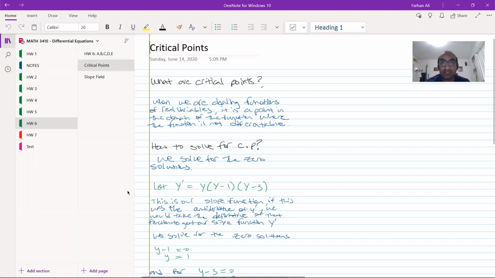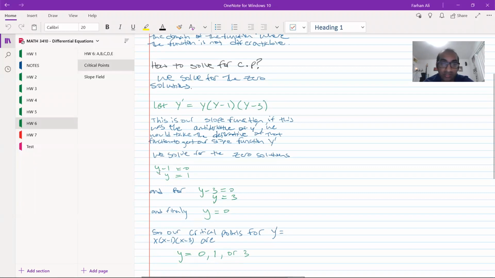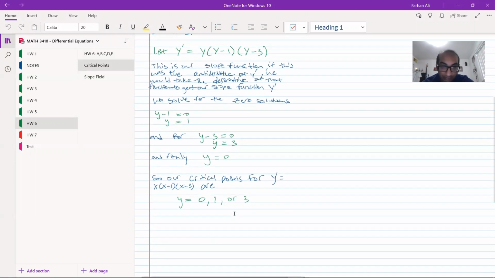How can we solve for these critical points? Well, if we have our equation y prime is equal to y times y minus 1 times y minus 3, we've got to find out what are the zero solutions for y prime. In this case, you can solve each one of these. I take this first one, y minus 1, bring this over to the other side, you get y is equal to 1. Do the same for y minus 3, y is equal to positive 3, and then y is equal to 0. So the critical points for this particular equation are y is equal to 0, 1, or 3.